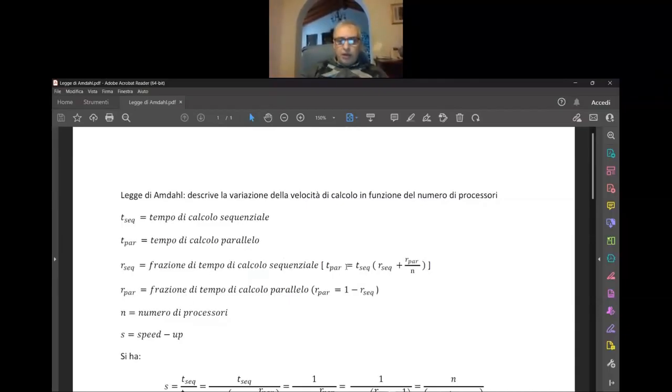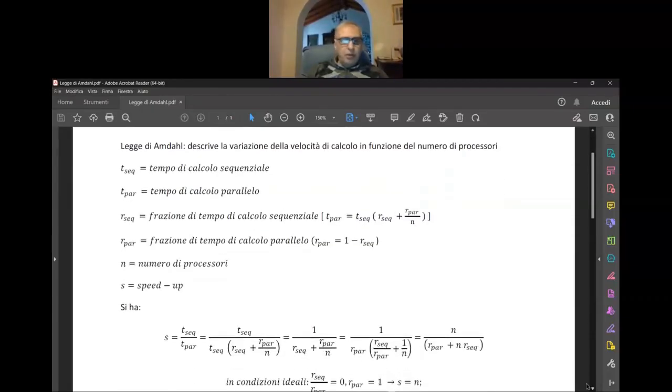So the parallel time we can obtain is given by the sequential time multiplied by the sequential time fraction, plus the rest of the time, the parallel fraction. And in that case, we can divide by n, because at that moment, we will have n microprocessors running. So the parallel fraction, as we said, is equal to 1, the totality of the time, minus the sequential fraction. With all these definitions, we can now go on to calculate what this speedup is.